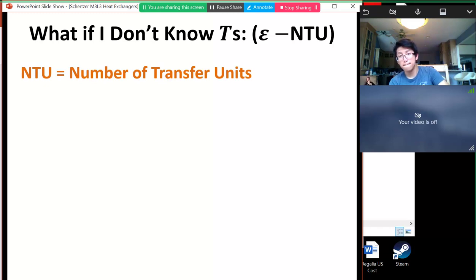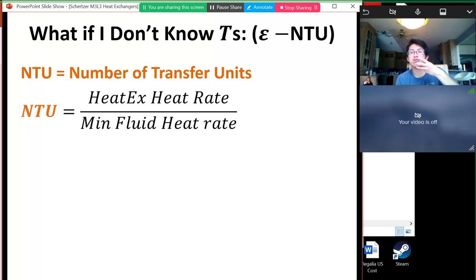So the other thing that we're going to use, this is called the effectiveness-NTU method. So we need to know about effectiveness, but we also need to know about NTU, which is the number of transfer units. It's something about how much heat gets transferred in our heat exchanger. So NTU is the heat exchanger heat exchange rate divided by the minimum fluid heat rate.